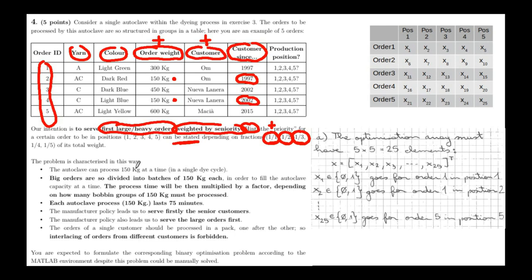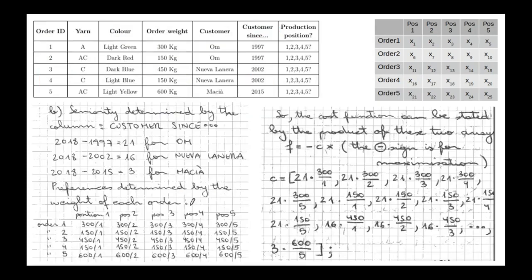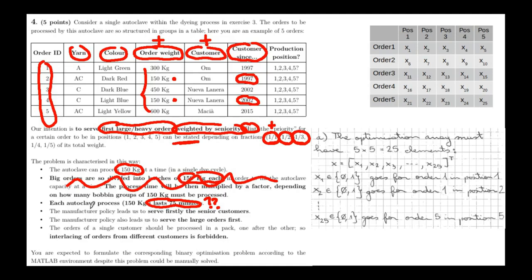So the problem is characterized this way. The autoclave can process 150 kilograms at a time, so that's why all these numbers are multiples of 150. Big orders are divided into batches of 100 kilograms each, but that's not of our interest. This is about how the production process works. Each autoclave processes 150 kilograms. It lasts 75 minutes, so that's not of our interest. We can go on without this information.